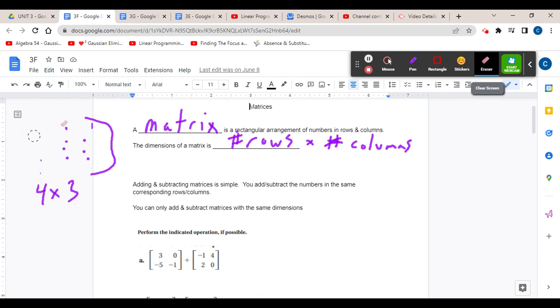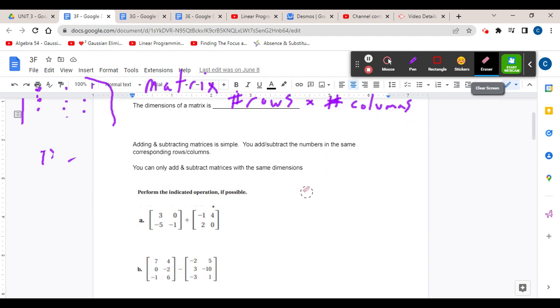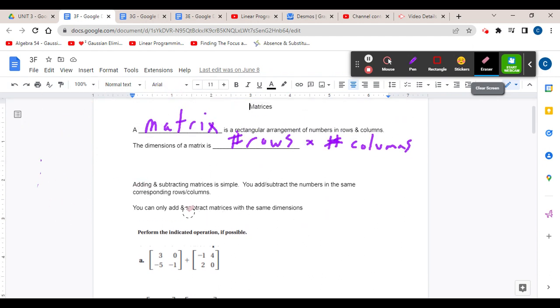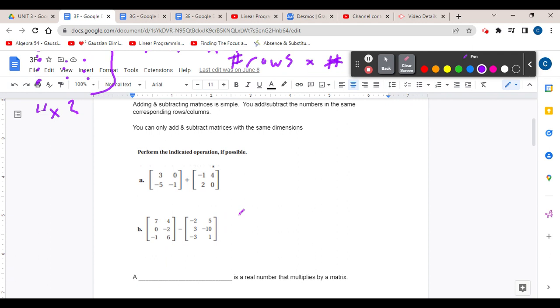Now, if we have two matrices that we want to add or subtract, that's very, very simple. We just add or subtract the numbers in the same corresponding rows and columns. We can only add or subtract matrices that have the same dimensions, the same number of rows and number of columns. So, these two matrices are both 2 by 2, so we can add or subtract these matrices.